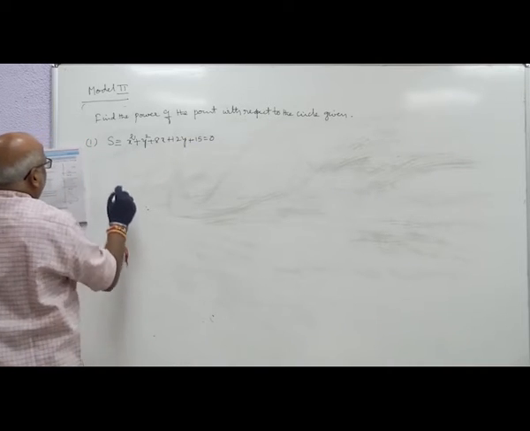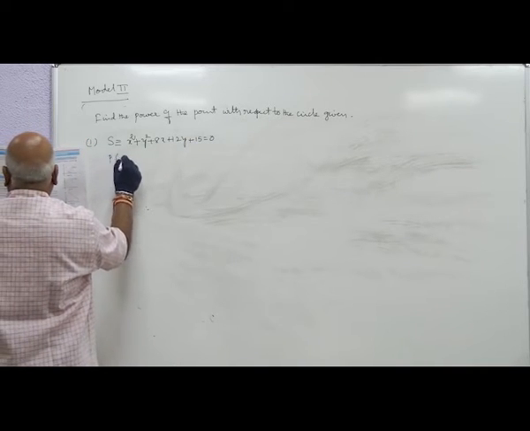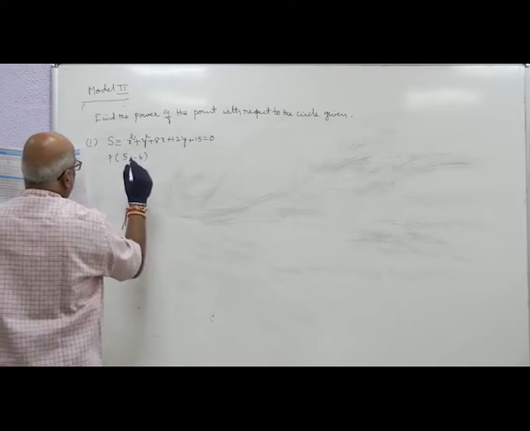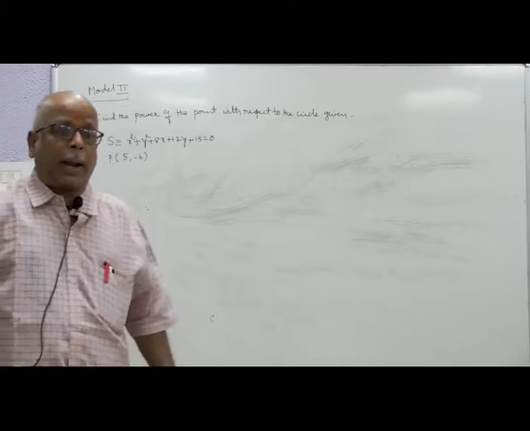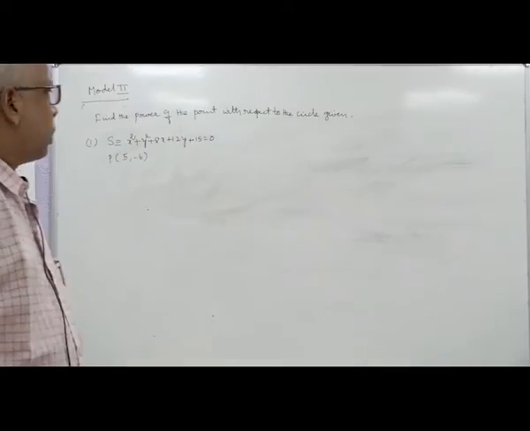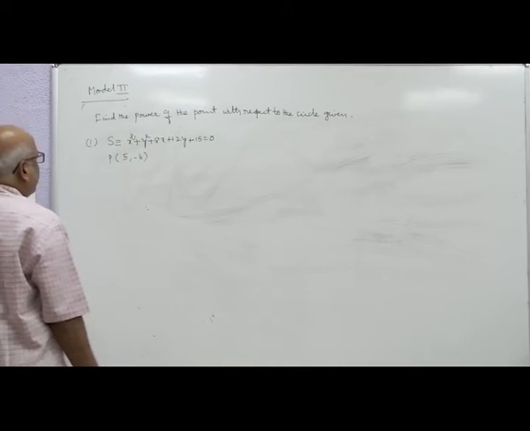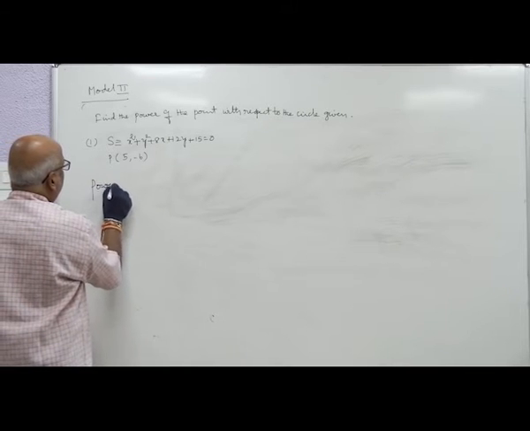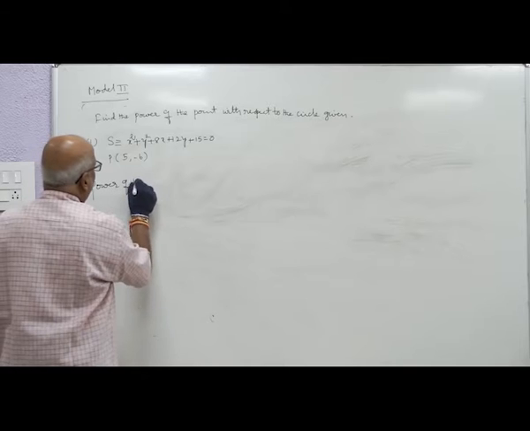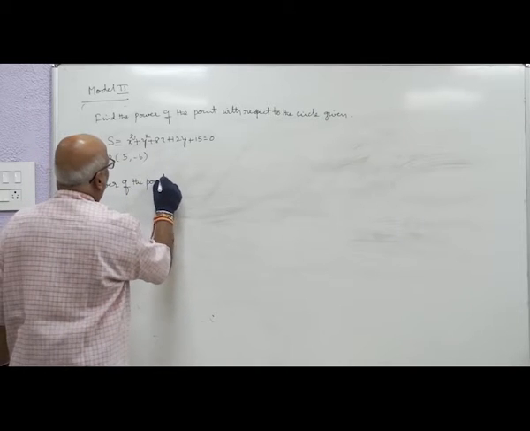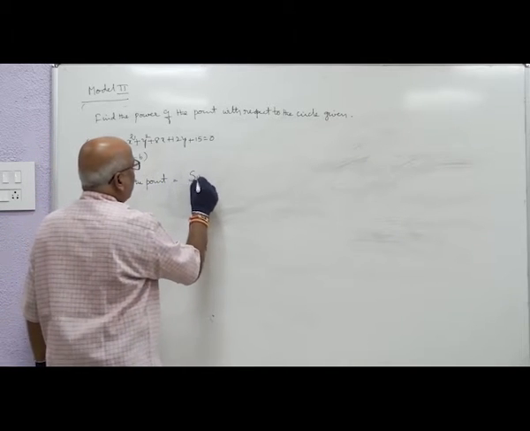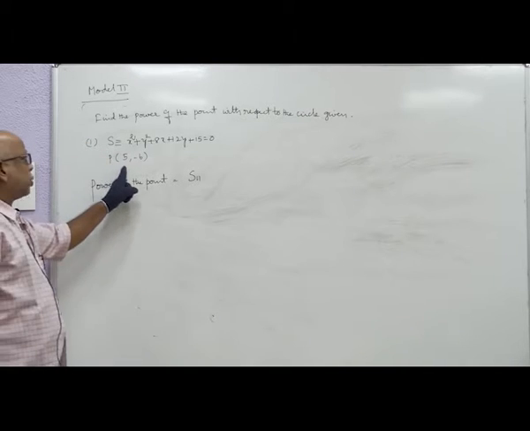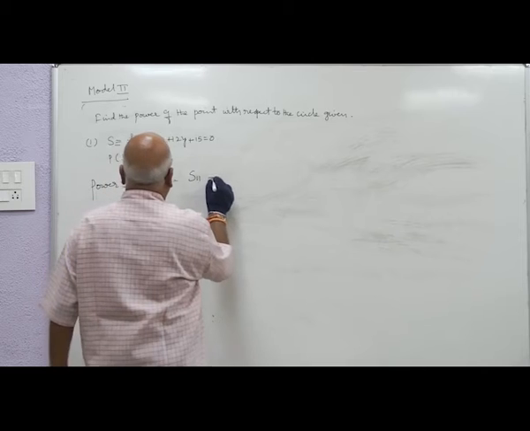S equal to x square plus y square plus 8x plus 12y plus 15 equal to 0, and the point is (5, minus 6). What is the power of the point? Write down: power of the point is S11. Bindu Shakti S11. Directly you substitute this point in the given equation.